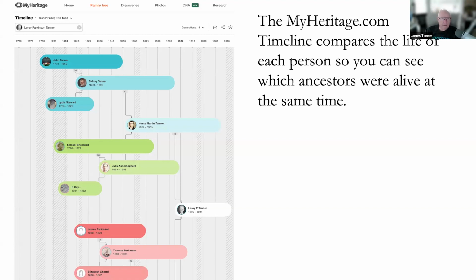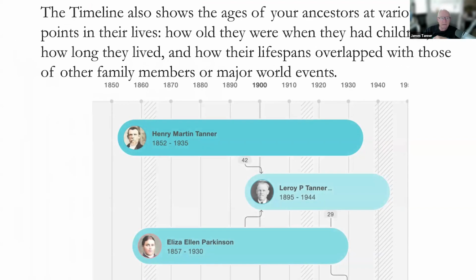So back to the timeline. In this timeline, it gives a lot of information about each of the family members. It shows the ages of the ancestors at various points in their lives because there's the time frame across the top. You can see quickly about when they lived. You can also see the age of the parent when the child was born. So you follow the little lines and they tell you a lot more.